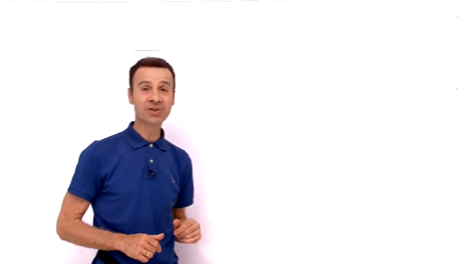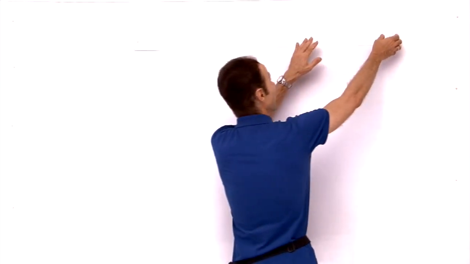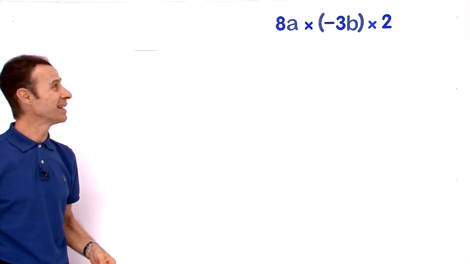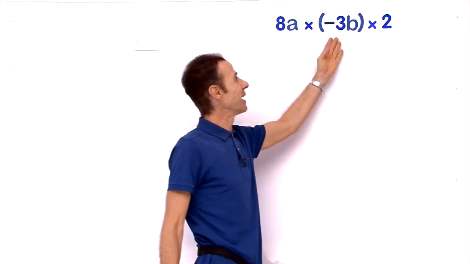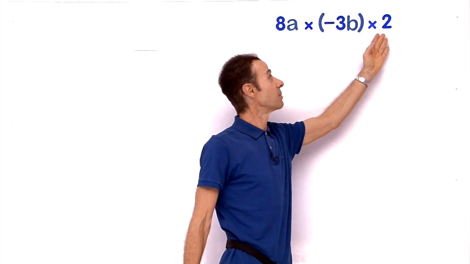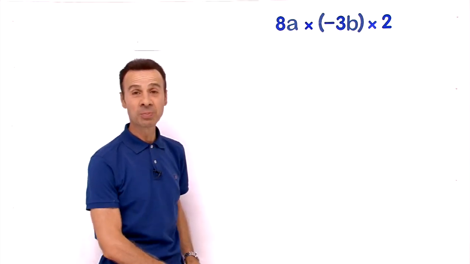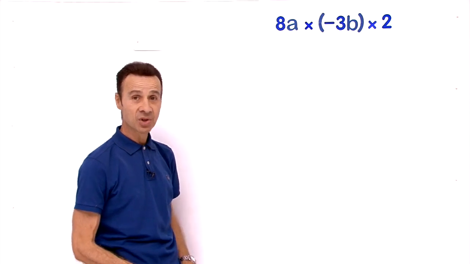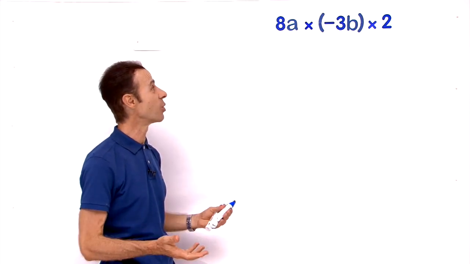Okay, in this video episode, I'm going to show you how to simplify positive and negative numbers and variables within expressions. So the very first example I'm going to show you is 8a times negative 3b times 2. So we're multiplying throughout here. We've got positive and negative variables and numbers. So how do we do this? What's the first thing we want to do?